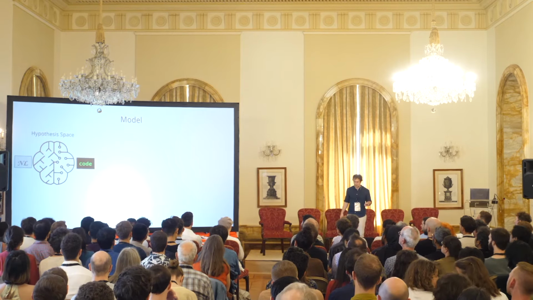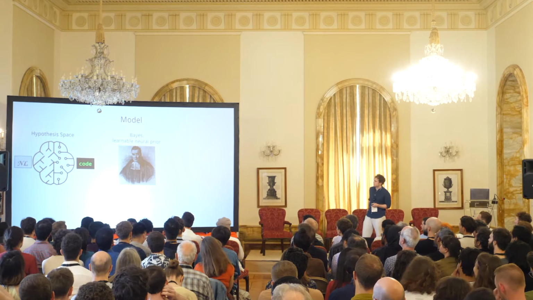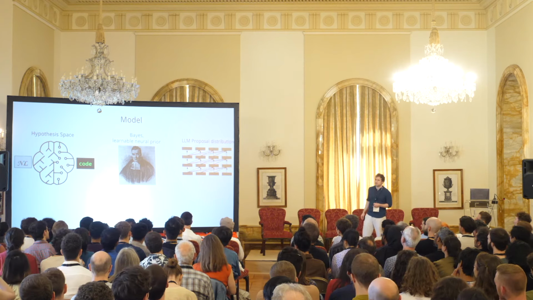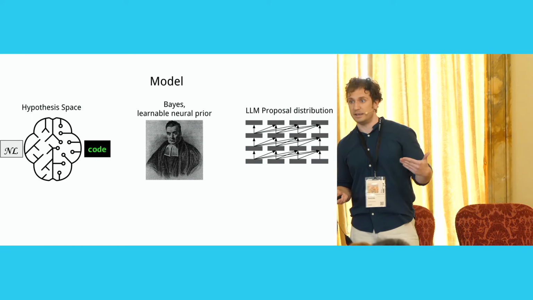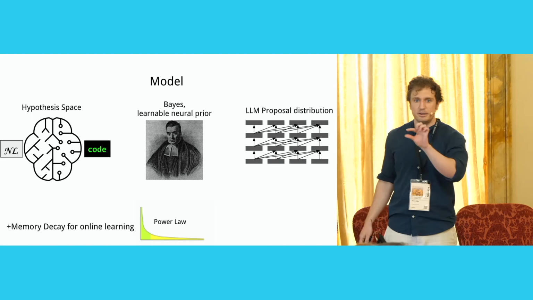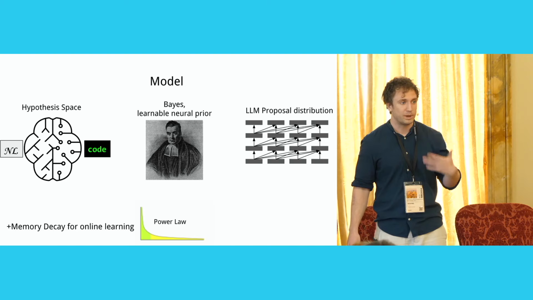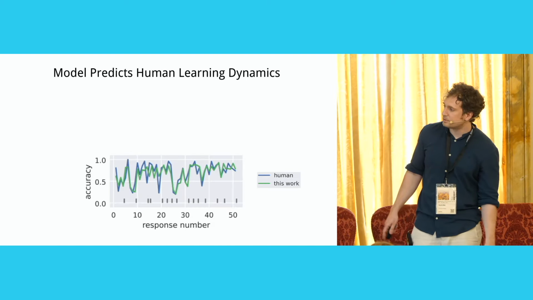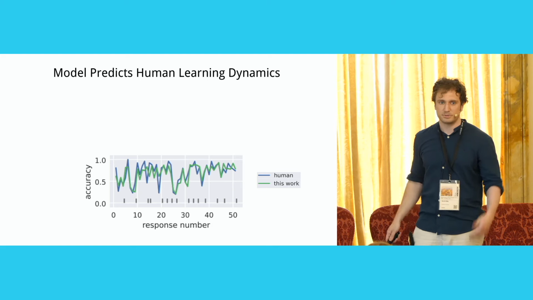All right, so we're going to build the same kind of model. It's going to represent stuff in natural language, translate it into code. We're going to have a Bayesian model with a learnable neural prior over language. And we're going to have a large language model that proposes hypotheses, which are rescored under these Bayesian criteria. We're also going to add a kind of memory decay. So stuff that you saw earlier is going to have a smaller weight in the likelihood. So the resulting model does a pretty good job at capturing a lot of fine-grained detail in the human learning curves. It's an online learning task.